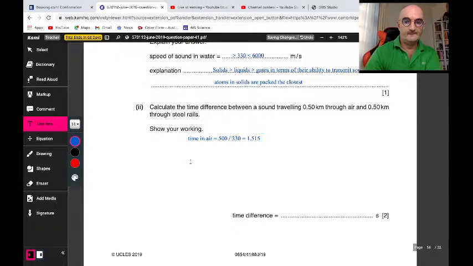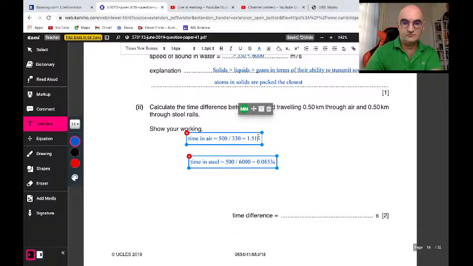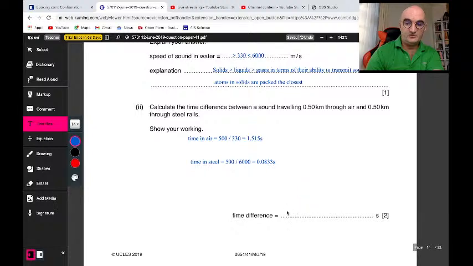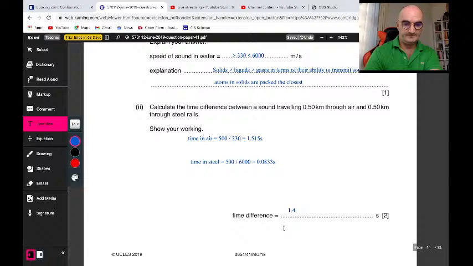which I make 1.515. And then we have the time in the steel, which is the same distance, but now 6,000 meters per second, which equals 0.0833. I'm missing my units. Don't forget your units. So the difference between those, if I subtract 0.0833 from 1.515, we get 1.4 seconds.